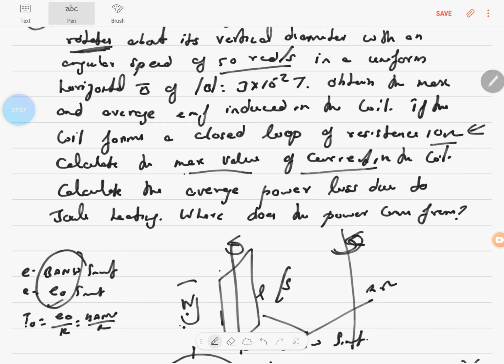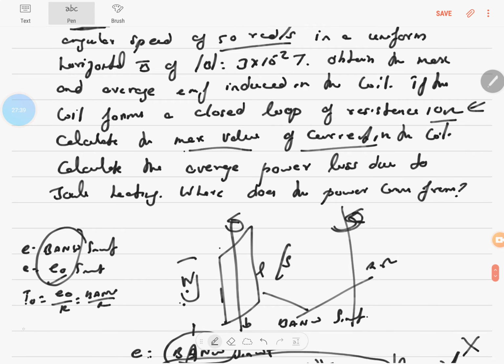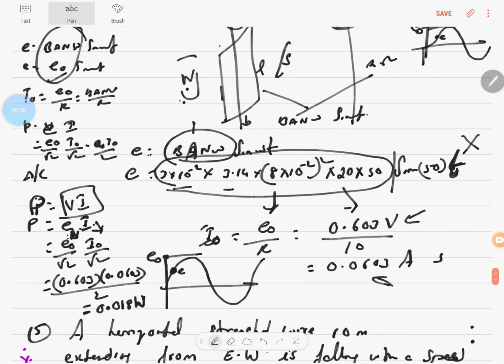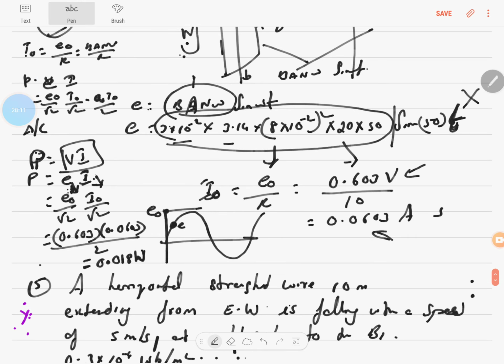Okay, once you know I naught and E naught, they will ask you power. Power is VI, which is EI. But you got only E naught. And the relationship between E and E naught is E is equal to E naught by root 2 and I is equal to I naught by root 2. Why is it? I have explained it in the graph. The graph goes like this. This is maximum E naught and E will be somewhere below, lesser than E naught. E is equal to E naught by root 2 and I is equal to I naught by root 2. Therefore, E naught into I naught by 2. So just find E naught, find I naught, multiply them and divide by 2, you get the power.